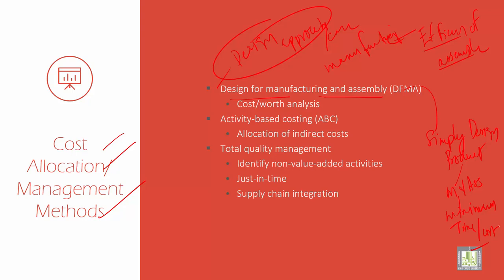Then we have cost worth analysis. Usually we say function cost worth analysis, and the main aim is value. We are giving value to the design of the product. It talks about the optimum value of the manufacturer to the customer, giving optimum value to the manufacturer and customer.